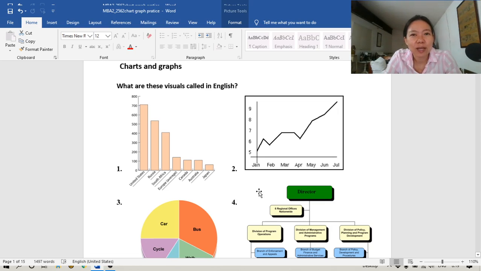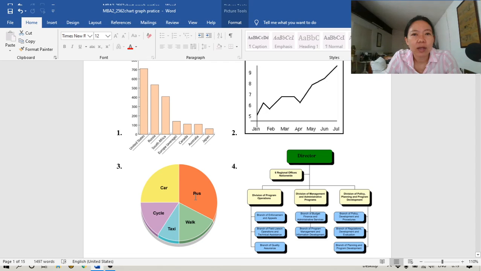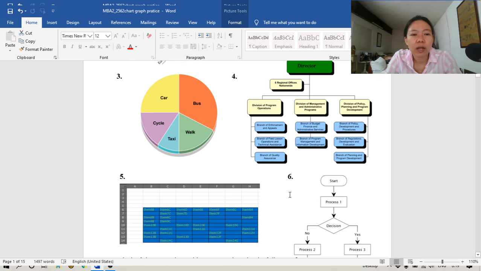This exercise is quite easy. The first visual aid is a bar chart. And then the second visual aid is a line graph. Next, we have a pie chart. And next to the pie chart is an organizational chart. And also down here, we have tables and a flow chart. So this is just to refresh your memory from last week.